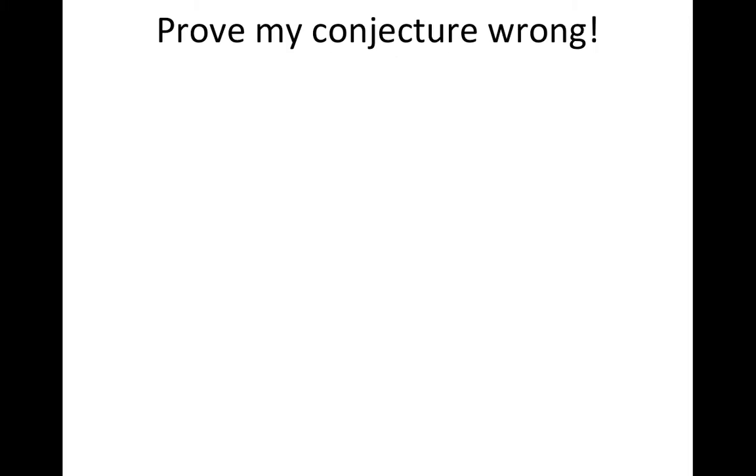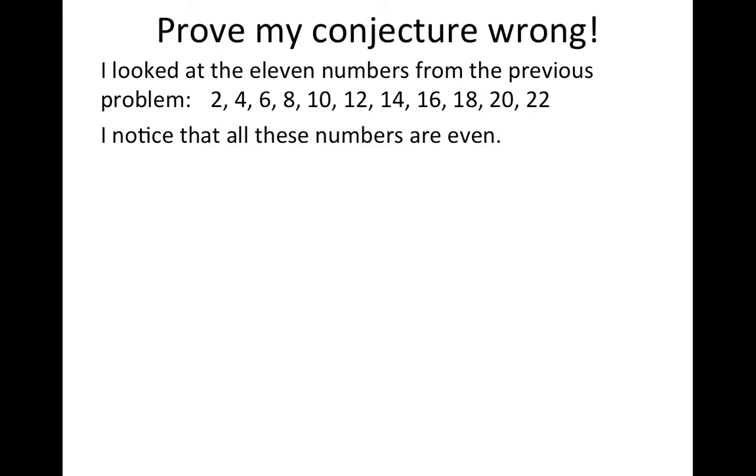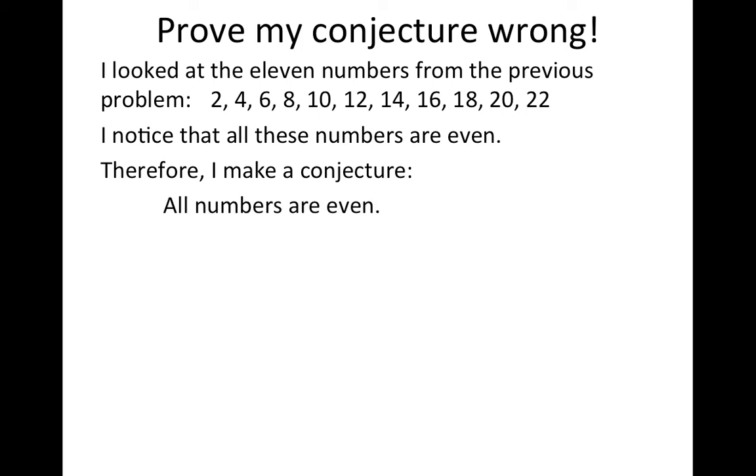Okay. Now I'm going to make a conjecture, and I want to see if you can prove me wrong. So I'm going to look at the 11 numbers from the previous problem. 2, 4, 6, 8, 10, and so forth. Now when I look at these numbers, I notice that all of these numbers are even. Therefore, I can make a conjecture. And the conjecture I want to make is that all numbers are even. Here are 11 examples right there. There are 11 numbers, and they're all even. So I naturally make a conjecture that, well, all numbers must be even. So, can you prove me wrong?